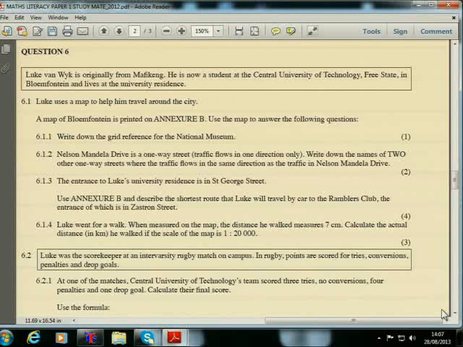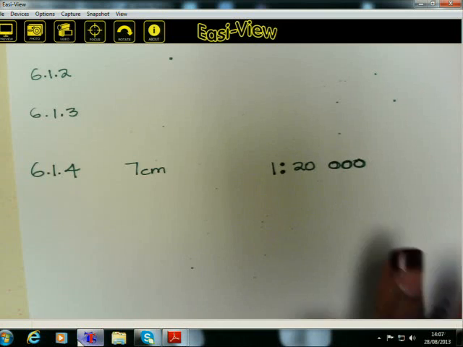1:20,000. Now what does the scale mean? The scale means if we are talking about centimeters, 1 centimeter on the map represents 20,000 centimeters on the actual ground. So we are given here the distance that he walked, and they said it measures 7 centimeters. So the 7 centimeters must now be converted to kilometers. That is what the instruction is saying. Let us go to the calculation and see what we are supposed to do.